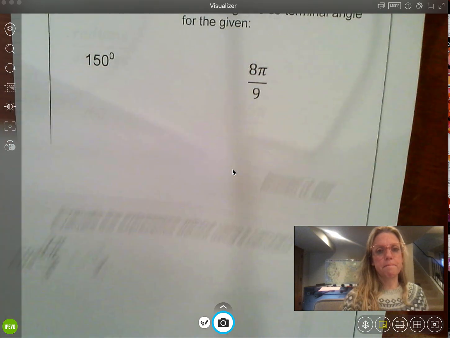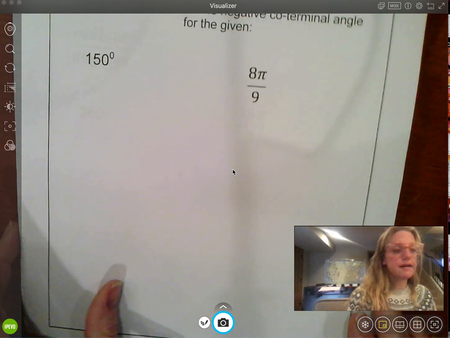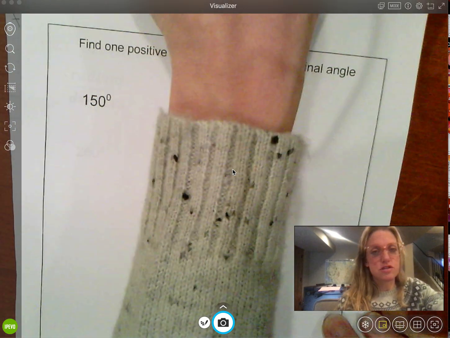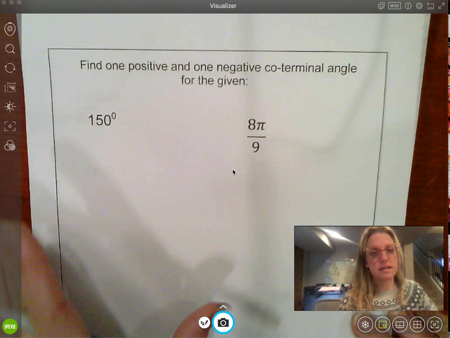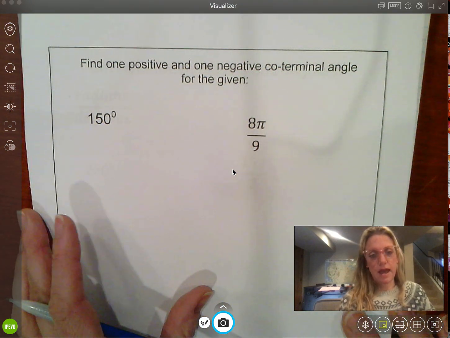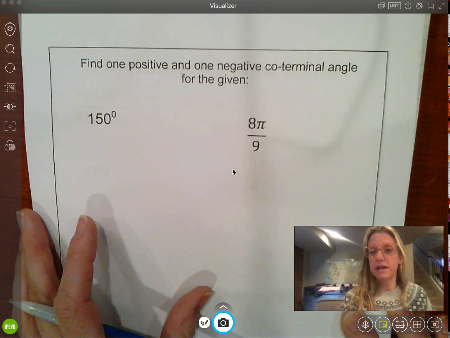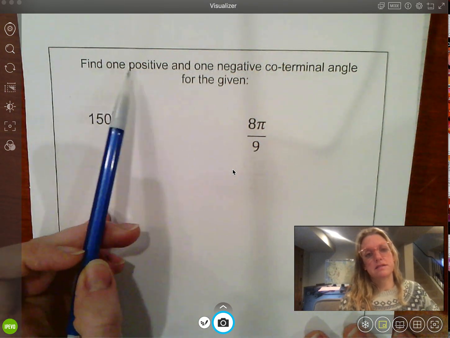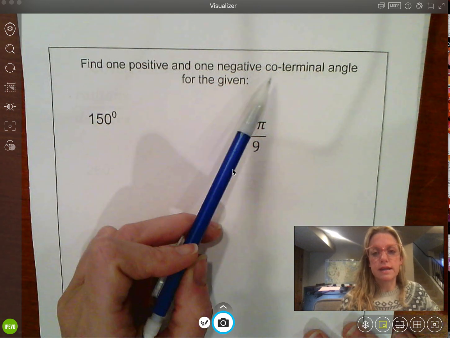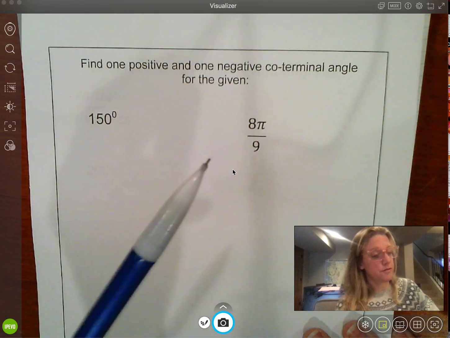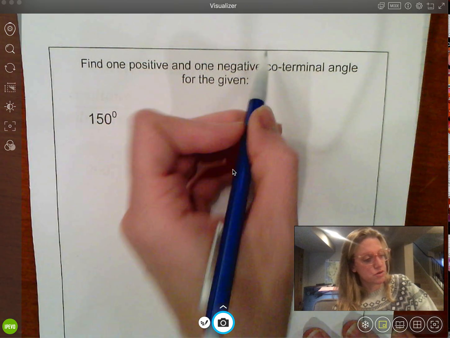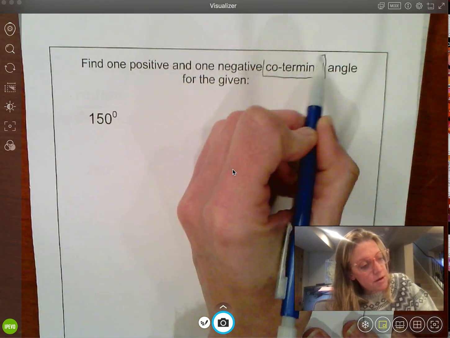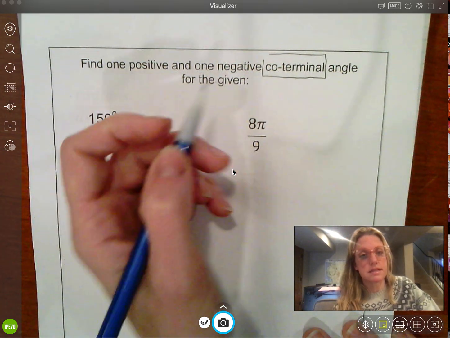No problem. All right, a few other things that you're going to be asked to do. It's kind of good to know for trig. This doesn't necessarily have to do with the unit circle, but actually, never mind, it totally does. You are going to be asked to find one positive and one negative coterminal angle for the given angle, in either degrees or radians. If you remember, coterminal means having the same ending.